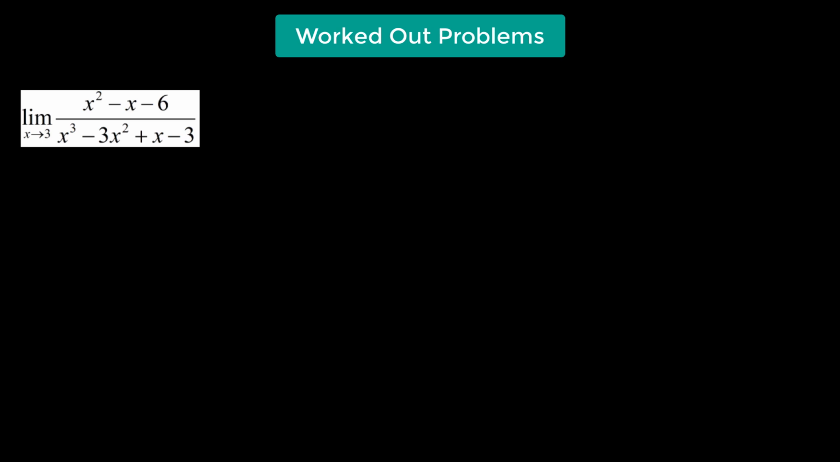So here we have to determine the limiting value of the given rational function when x approaches 3. So let us begin by doing a direct substitution. So we're going to substitute the value of x with 3. So that gives us 3 squared, which is 9, minus 3 minus 6 divided by 3 cubed, which is 27, minus 3 times 3 squared, that is 3 times 9, which is 27, plus 3 minus 3. So we have an indeterminate form of 0 over 0.